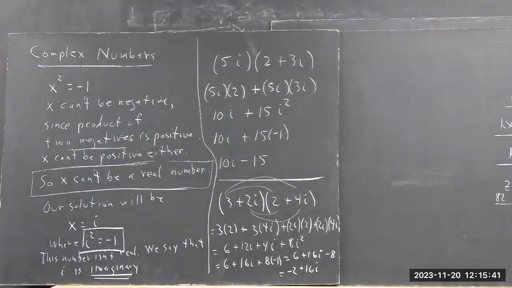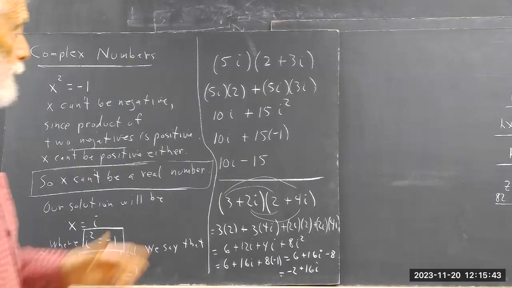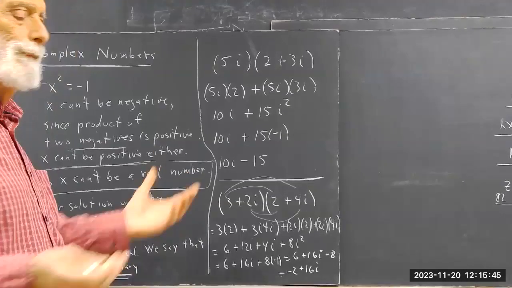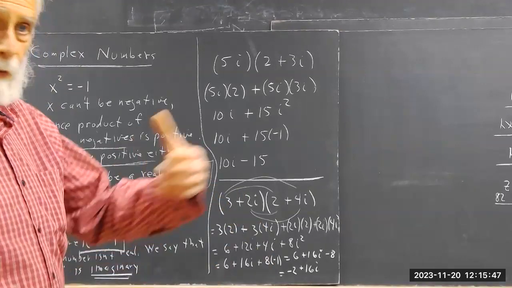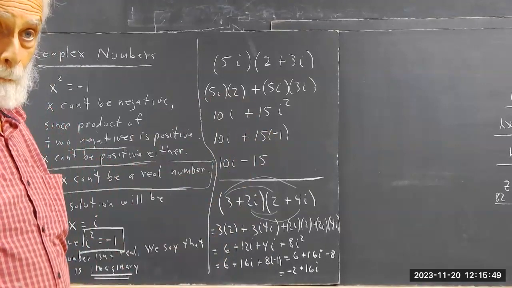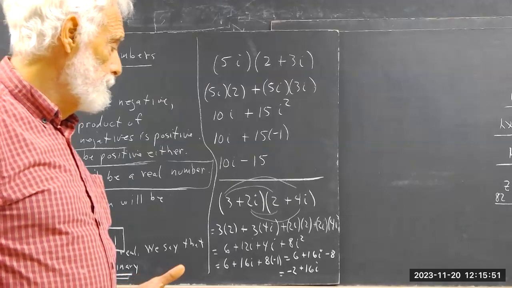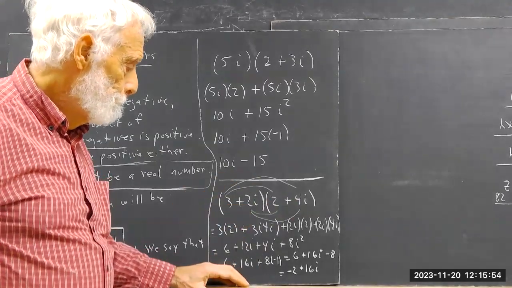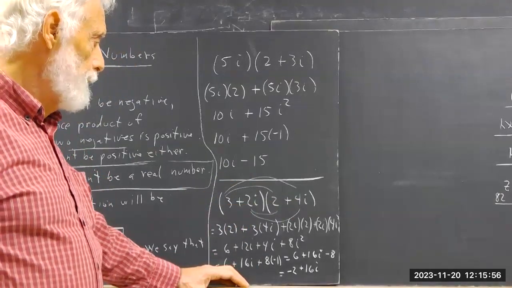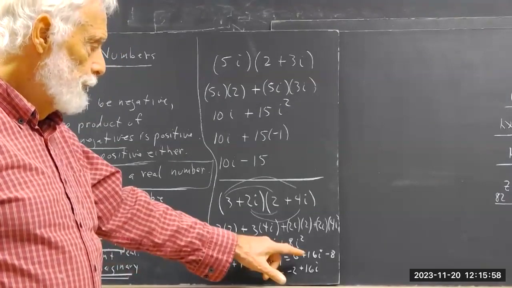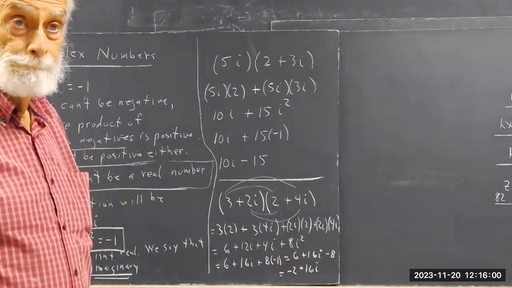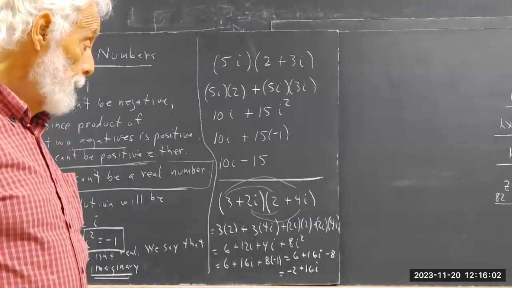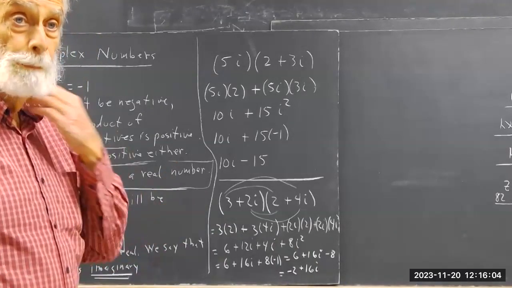Plus 16i. Now, this is just like multiplying two binomials, x plus 5 times x plus 3. Same law. And the only thing you have to remember is that when you get i squared, you have to replace it by -1. That's all there is to it when multiplying, okay?